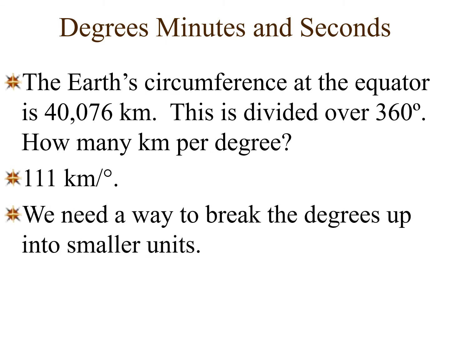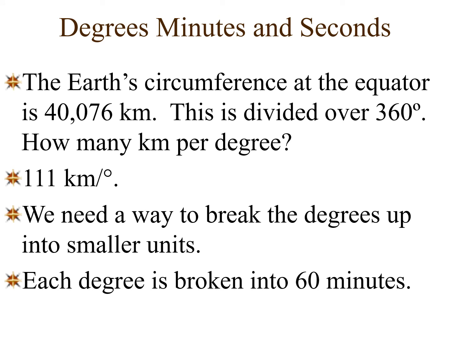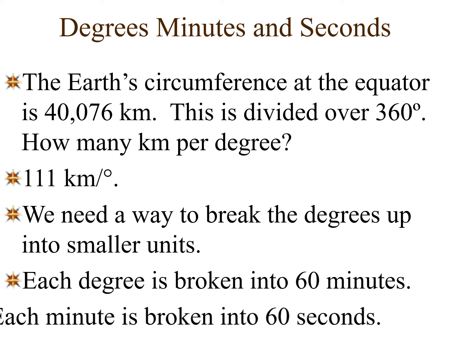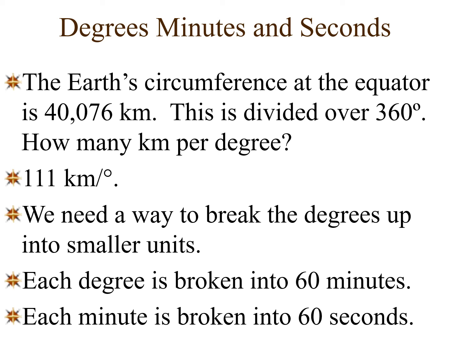So clearly, we need a way to break the degrees up into smaller units. So, using old-style counting, we break each degree up into 60 minutes, just like an hour is broken into 60 minutes. But if you divide 111 kilometers into 60, you'll still be getting nearly 2 kilometers per minute. We need to break it up even more. So each minute is broken into 60 seconds. And that truly makes a small quantity that designates a point on planet Earth pretty easily.